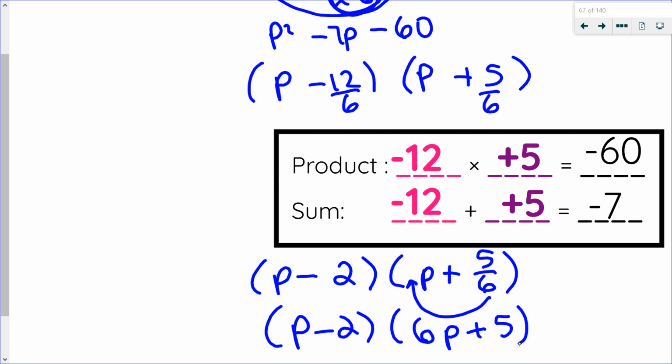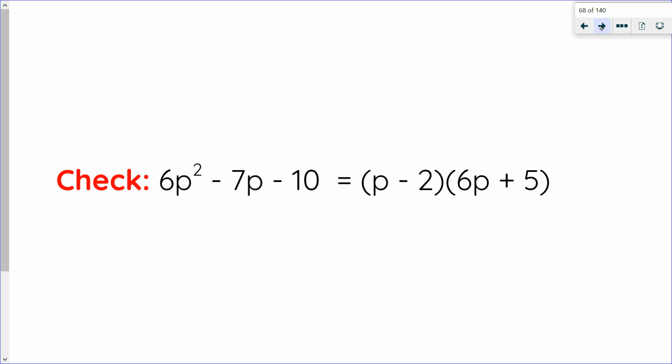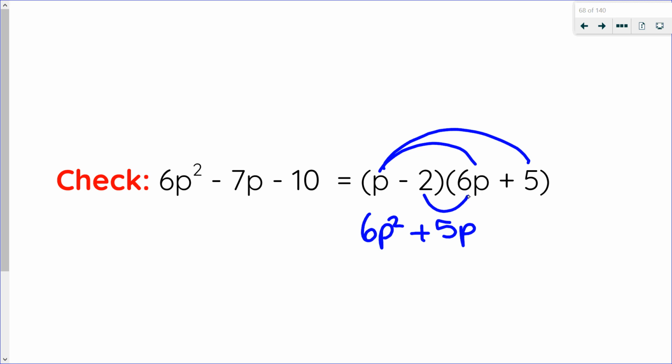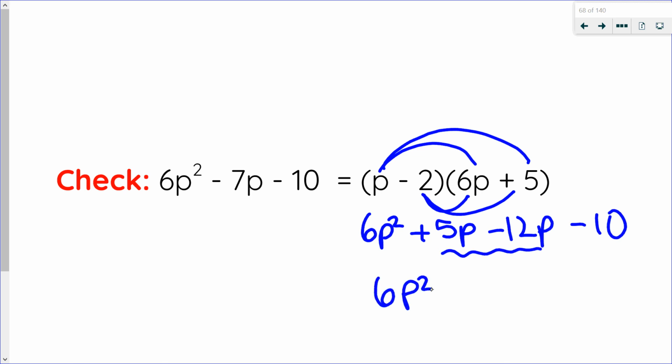Now, if I've done that correctly, when I apply the distributive property, I should end up with the original polynomial. So let's check. So to check this, I'm going to do my double rainbow. I'm going to do p times 6p, 6p squared, p times +5, +5p, -2 times 6p, -12p, -2 times +5, -10. And now I just have to combine my terms in the middle there. And I have 5p, take away 12p is -7p minus 10. I end up with what I started with, which tells me I did that correctly.